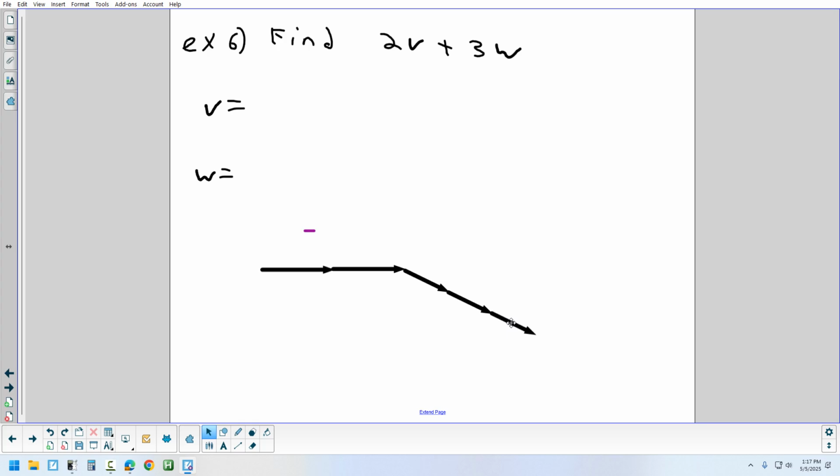So now you've drawn everything you need to get the answer, but now we still need the answer. How do we get that? We draw between the origin point and the terminal point. Yeah, from the start point to the terminal point. And that is the answer for 2v plus 3w. Any question on that? Okay.